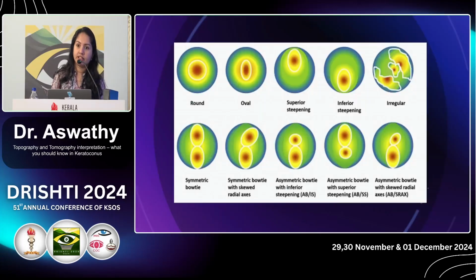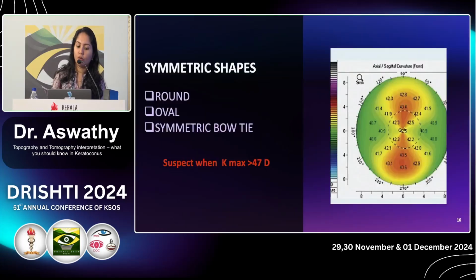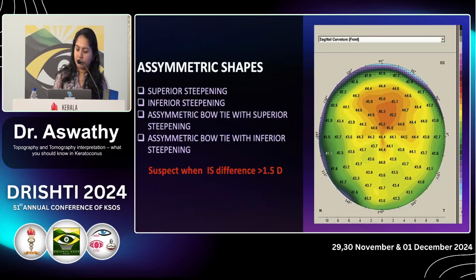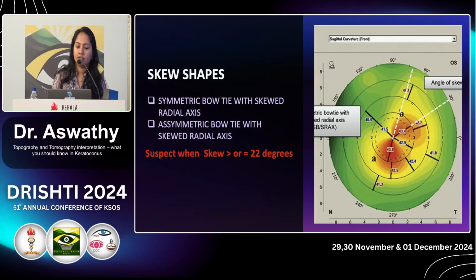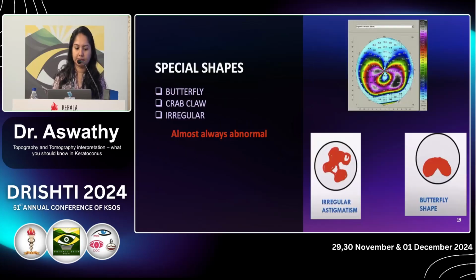These shapes can be either symmetrical, round, oval, or symmetric bow tie, which is usually normal, but when the Kmax exceeds 47 diopters, you have to suspect an ectasia. Asymmetric shapes are there, like superior steepening, inferior steepening, or asymmetric bow tie with superior or inferior steepening. When the difference between the inferior and superior part is more than 1.5 diopters, you can suspect an ectasia. There are skew deviations. When the skew is more than or equal to 22 degrees, then also you have to suspect an ectasia.